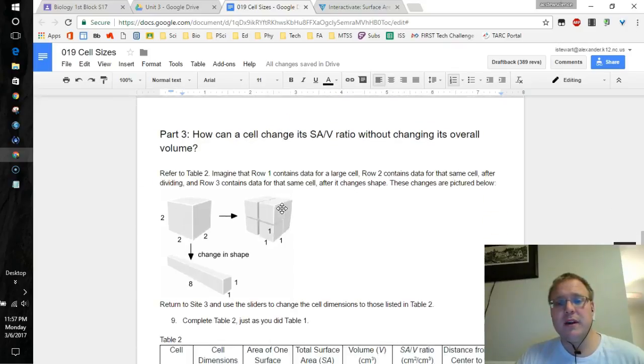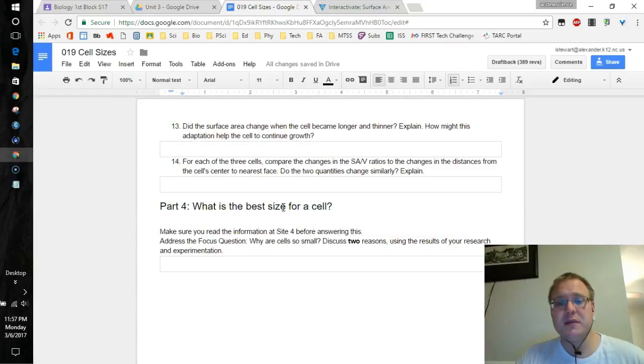So what I'd like you guys to do is read through that last link and what you've learned here in this activity, and address this focus question in a paragraph or so, discussing 2 reasons using the results of your research and experimentation to answer why are cells so small.